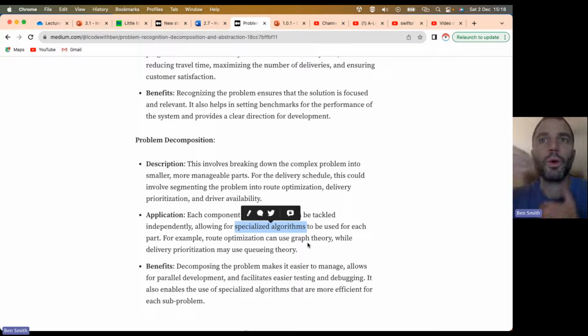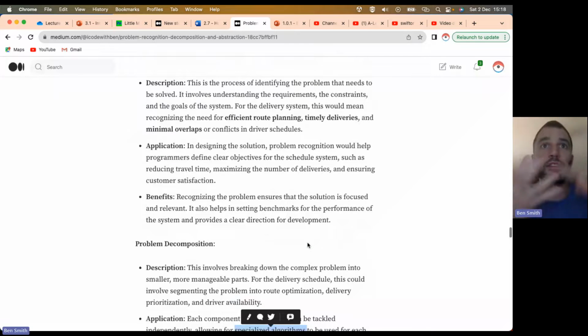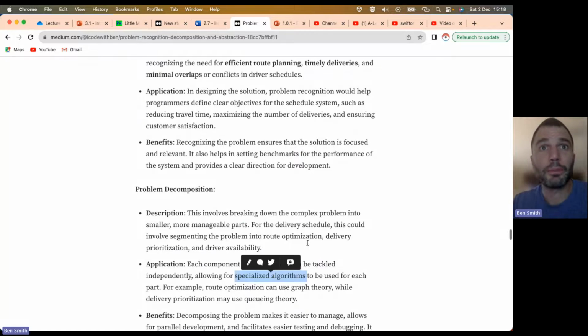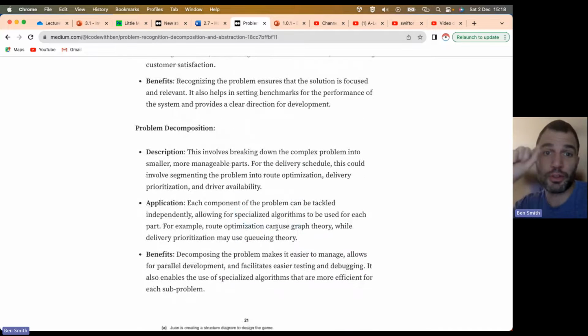Yeah. So what are the advantages then of decomposing this problem? You know, we recognize what the problem is: efficient route planning, timely deliveries, minimal overlaps. The point of recognizing the problem is so that we can make our solution more focused on those issues. Then we've decomposed this problem to come up with specialized algorithms to solve each of those parts, to allow developers to be focused on things that they've got to develop. We break those things down, right? You've got to make the algorithm to do this, and you've got to make the algorithm to do this.